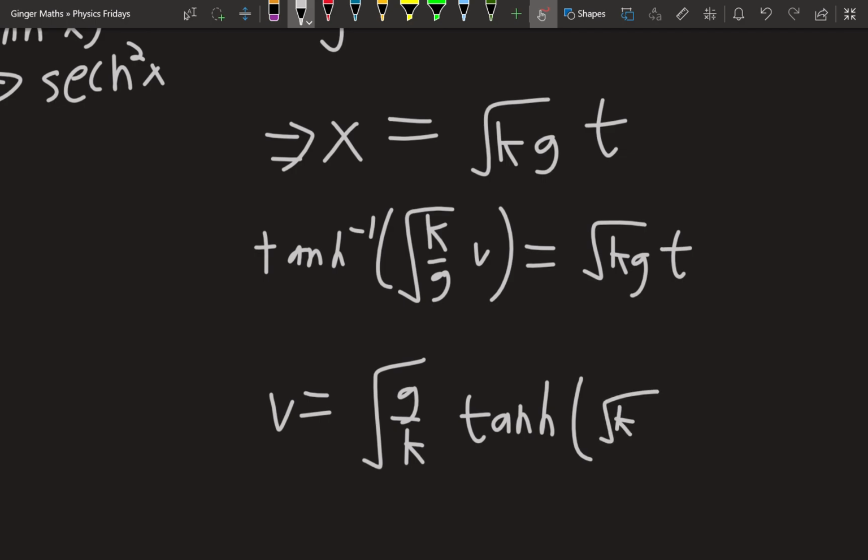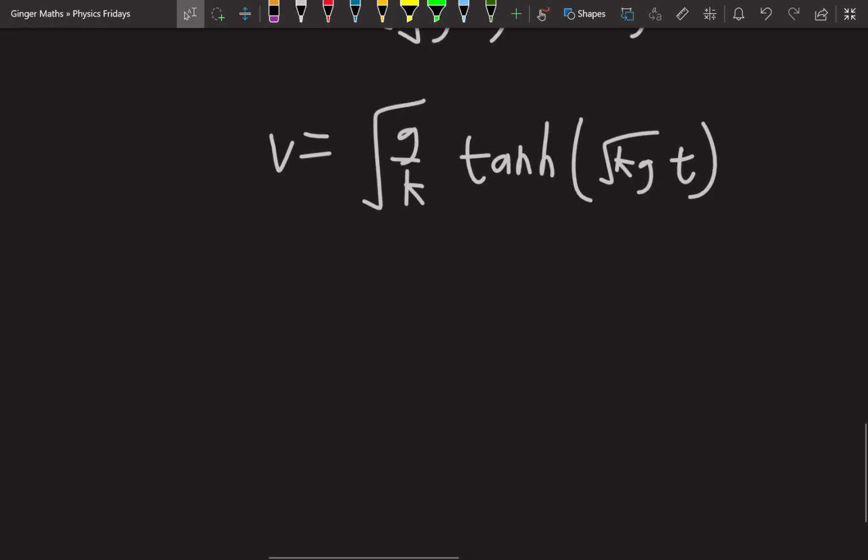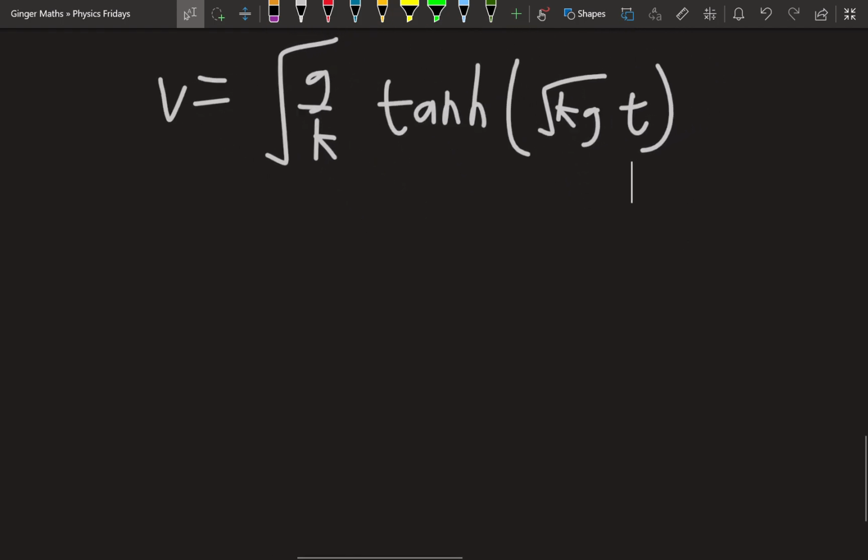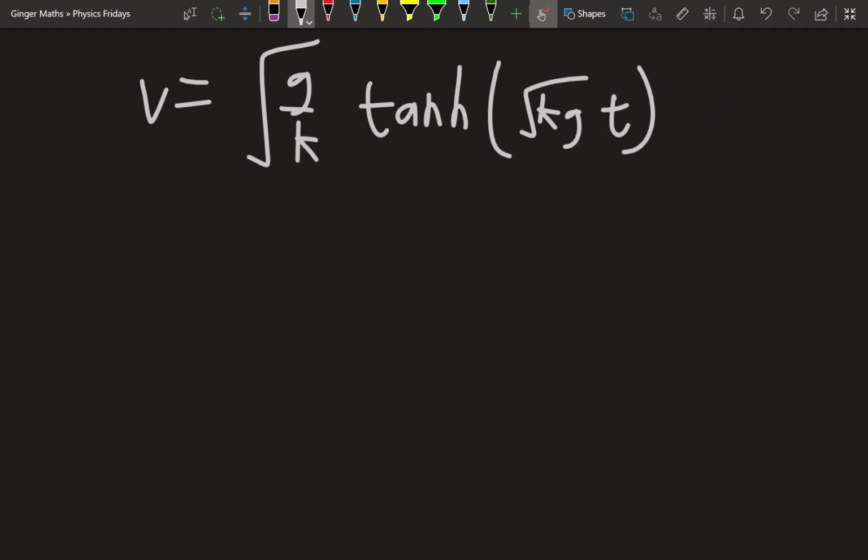I really thought that choosing k for that coefficient may not have been the best choice, because that actually isn't a kilogram right there, but you get the point, I guess. Anyways, sorry. Yeah, so we found our velocity.